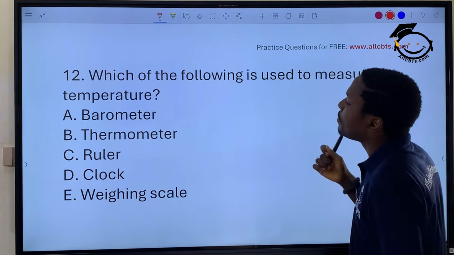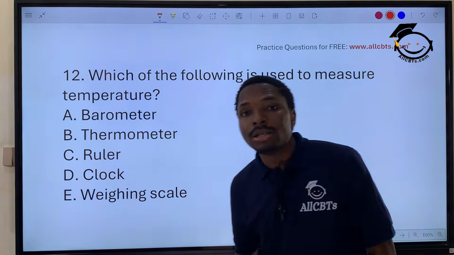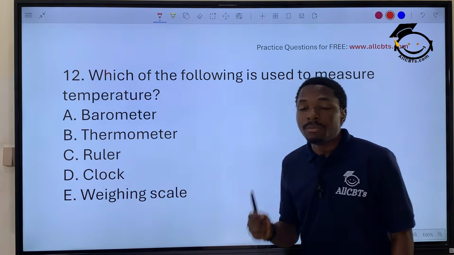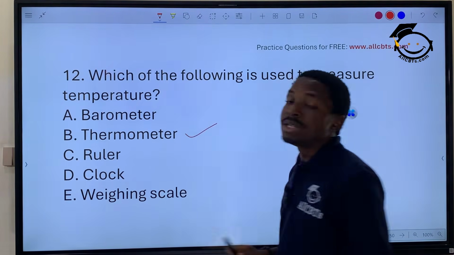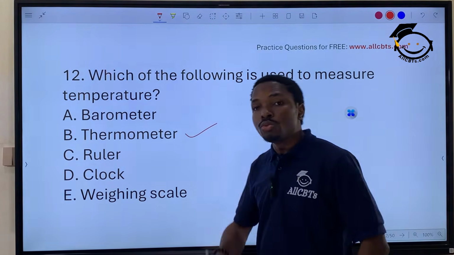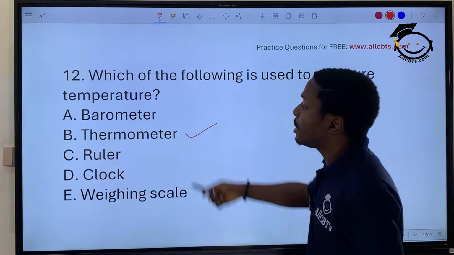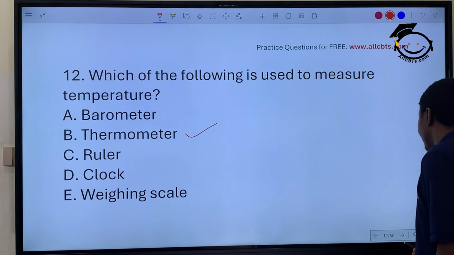Then 12. Which of the following is used to measure temperature? What do you use to measure the temperature of a body? We use the instrument called the thermometer. So thermometer is used for measuring temperature. What about weighing scale? To measure the mass. What about barometer? Pressure and stuff like that.